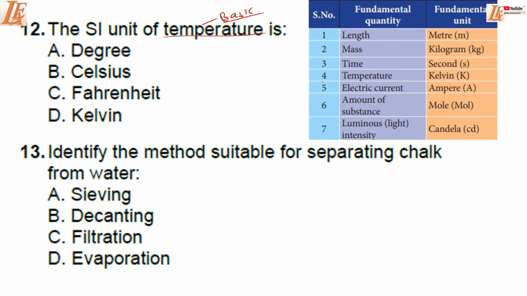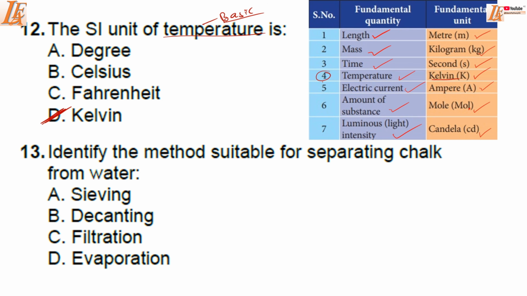And the first one is what we call length, which is measured in meter, mass, which is measured in kilogram, time, which is measured in second, temperature, which is measured in Kelvin, electric current measured in ampere, amount of substance measured in mole, luminous intensity measured in candela. So in this case, the correct answer for the SI unit of temperature is Kelvin. That is option D. These other units are used, but they are not the SI units.